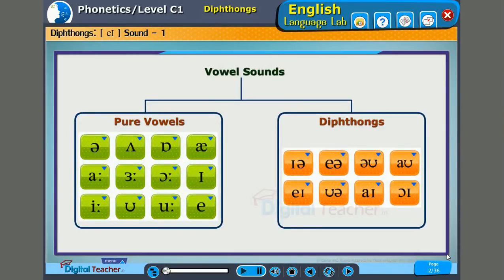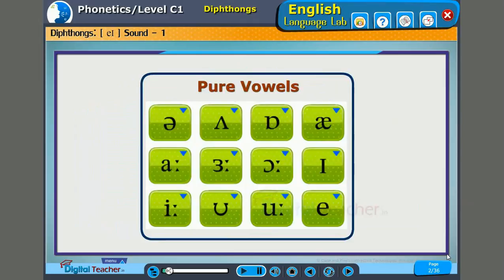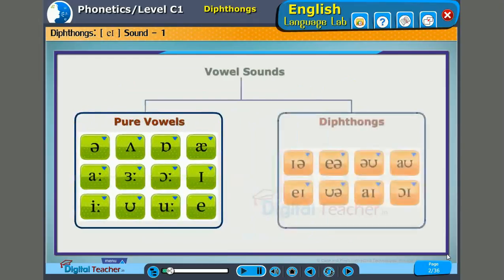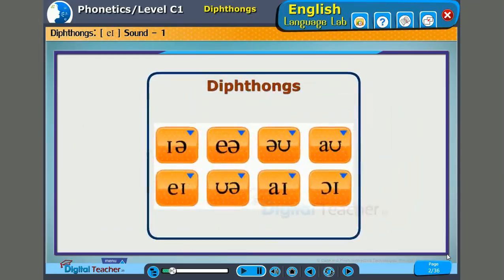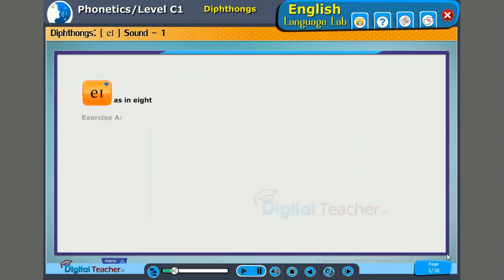So far, we have learned pronouncing pure vowel sounds. Now it's time to move on to learn diphthongs. And the first diphthong is A, as in 8. A at the beginning of the word, as in 8, age, ache.